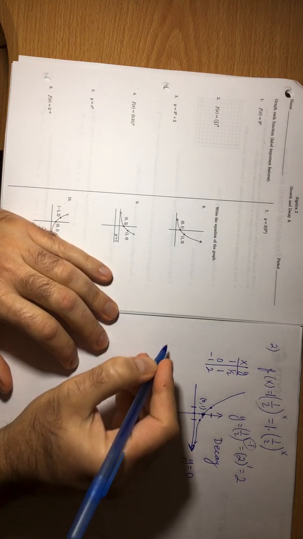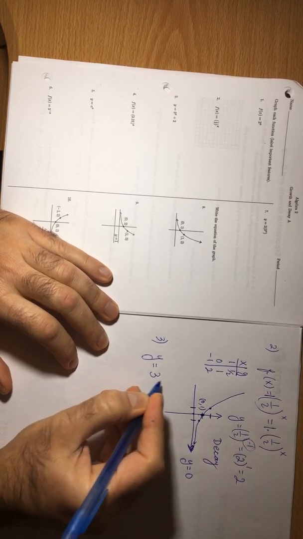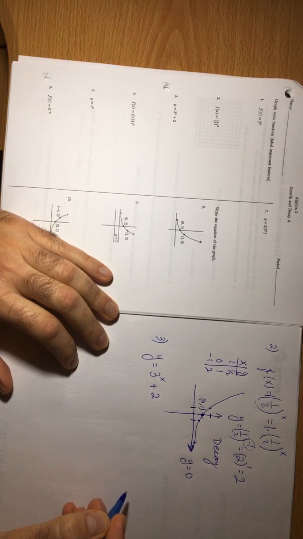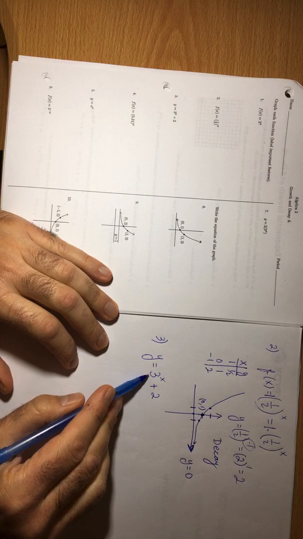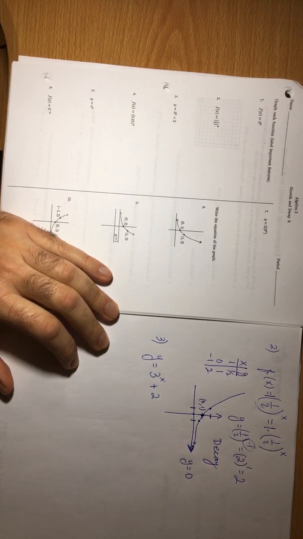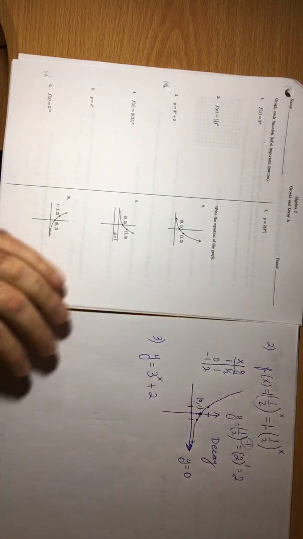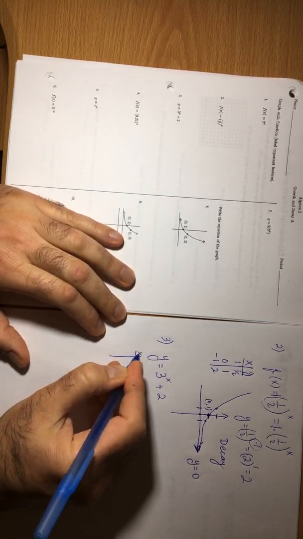Okay, ladies and gentlemen, let's continue with what we were working on. Now, if we do number 3, we have this function, 3 to the power of x plus 2. What is the base of our exponent? It's 3. It's greater than 1. Therefore, it's exponential growth. So we know which way the graph goes. So we make the little table.